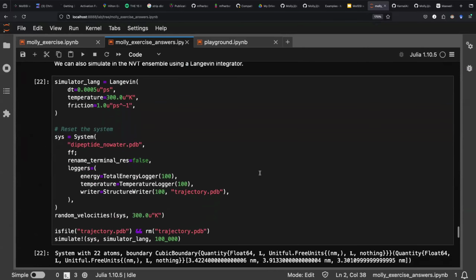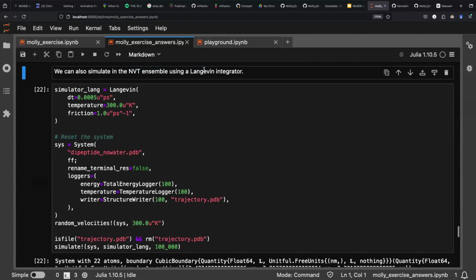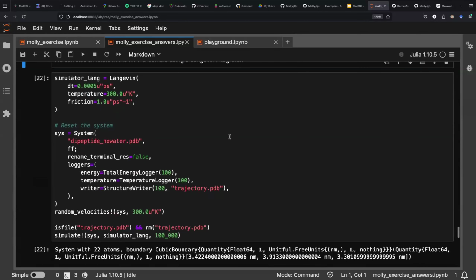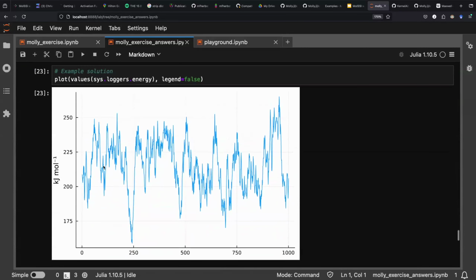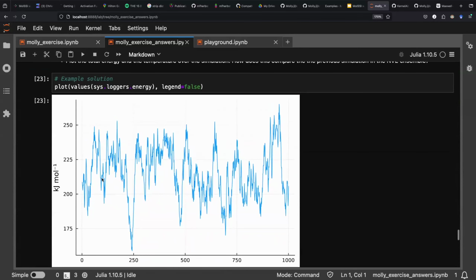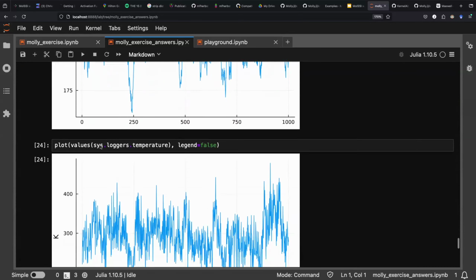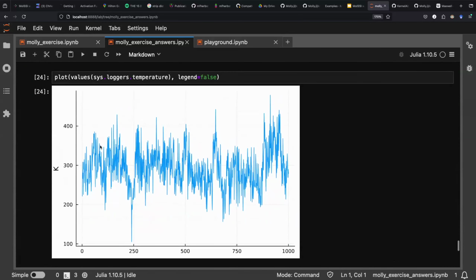And so we could also simulate an NVT ensemble using a Langevin integrator. So here we're keeping the temperature constant. If we do the same thing, now we see the energy bounces around a lot more because it's no longer conserved, because the Langevin integrator is adding in noise. Whereas the temperature does fluctuate, and this is quite a lot of fluctuation because it's a small system. In a larger system, it would still fluctuate, but it's the mean temperature that's conserved. In the NVT ensemble, you see the mean is roughly 300.